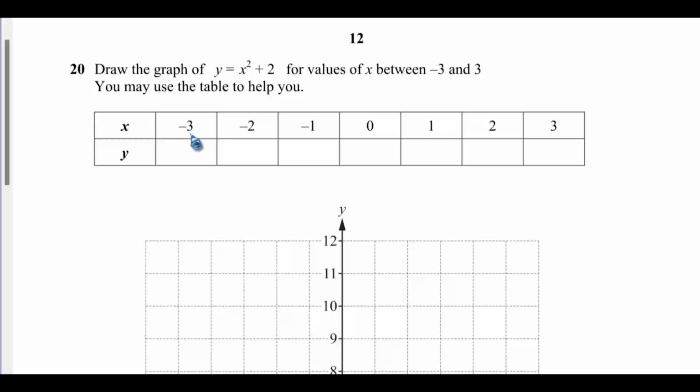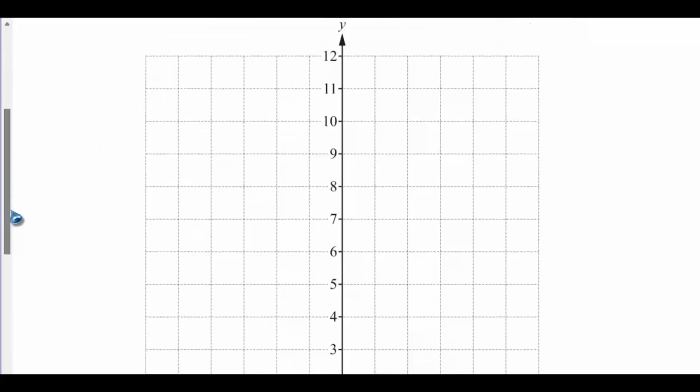x equals -3. Okay, so y will be equal to -3 times -3, that will be 9, plus 2, so you are going to have 11. So -2 times -2, that will be 4. 4 plus 2, that will be 6. Okay, so you can do that to complete this table here. Then you have 3, 6, and 11. So you can now come to the grid.